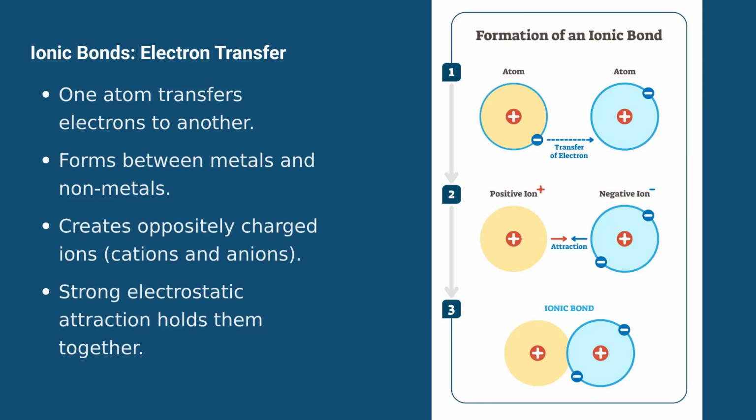Let's begin with ionic bonds. An ionic bond forms when there's a complete transfer of one or more electrons from one atom to another. This typically occurs between a metal atom, which tends to lose electrons, and a nonmetal atom, which readily gains them. When an atom loses electrons, it becomes a positively charged ion, known as a cation. Conversely, an atom that gains electrons becomes a negatively charged ion called an anion. The powerful electrostatic attraction between these oppositely charged ions is what constitutes the ionic bond.